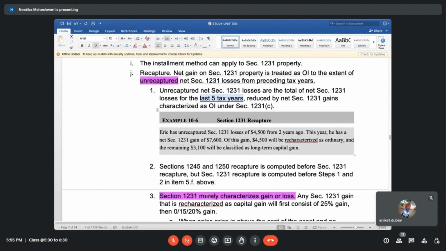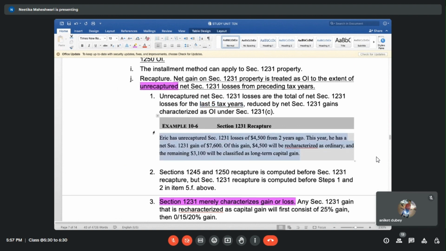Okay, let's go over this example. Who can read this? Bhavani? Section 1231 recapture. Eric has unrecaptured Section 1231 losses of $4,500 from 2 years ago. This year he has a net Section 1231 gain of $7,600. Of this gain, $4,500 will be recategorized as ordinary, and the remaining $3,100 will be classified as long-term capital gain. Anya, can you please go over that?